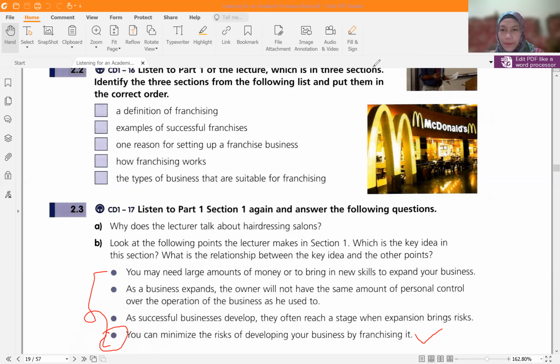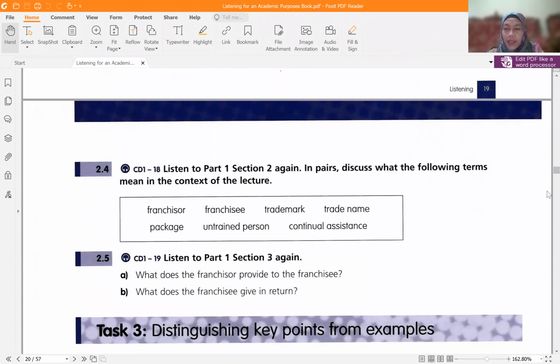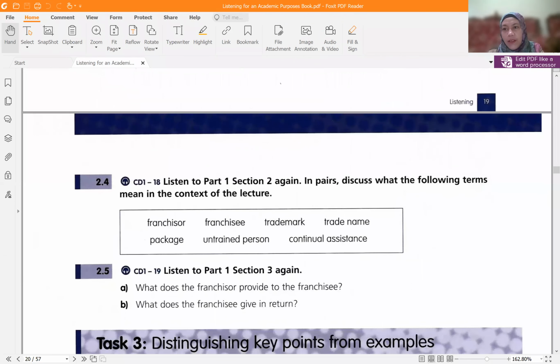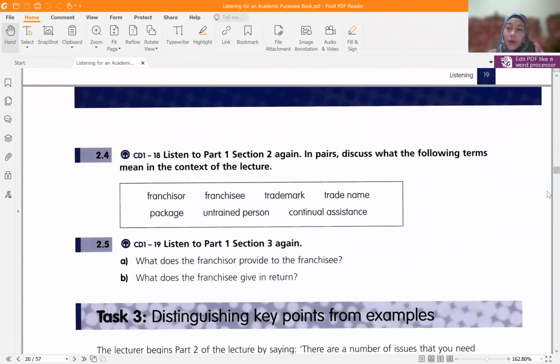Okay. You can answer that question in a paper after this. I'm moving on to the next part because we have 3 sections of the lecture. So now we are going to listen to Section 2 of the lecture.